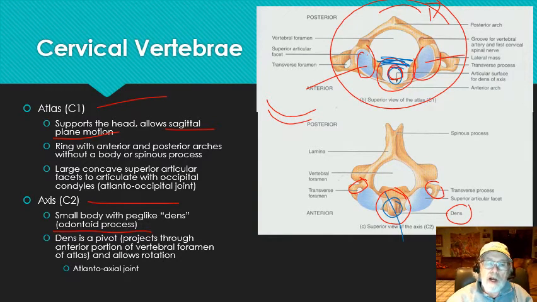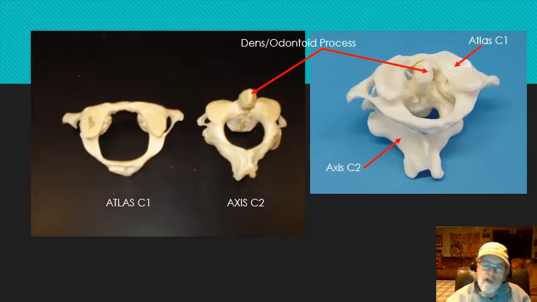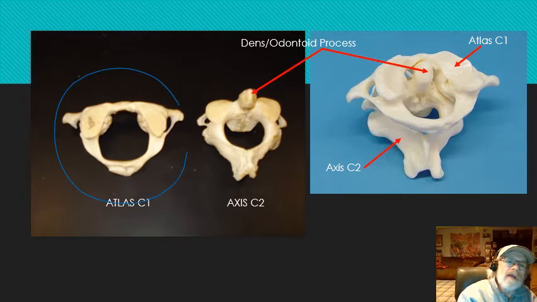This is like a peg that sits up in here. What that peg does is allow the head motion to be a rotational motion, because I'm rotating around that peg. I'll show you. Here's the atlas, here's C1, and there's no body. But what sits in there? That little bump, and you can see it over here on the right-hand side.